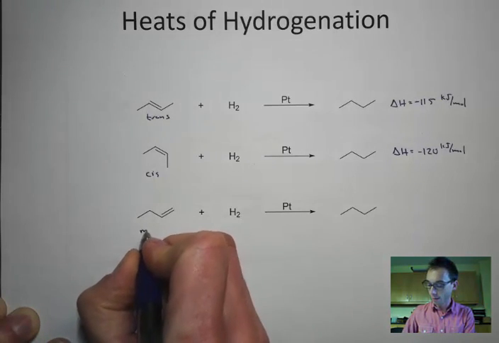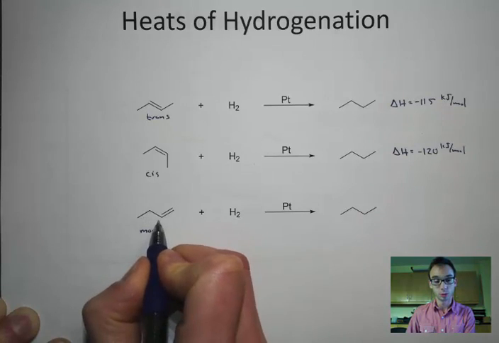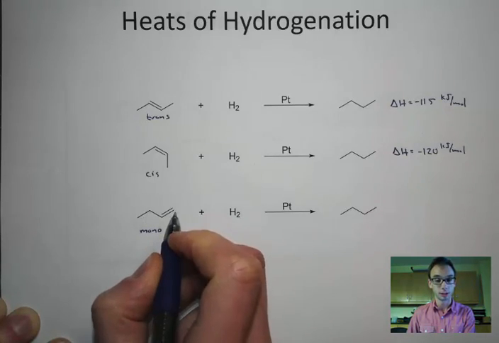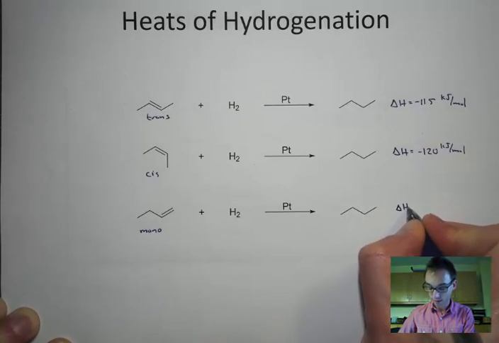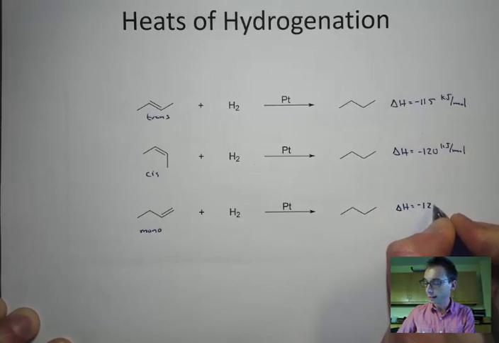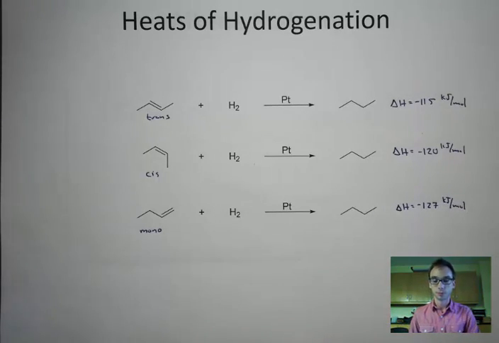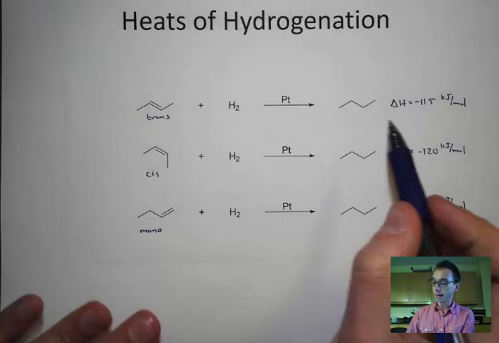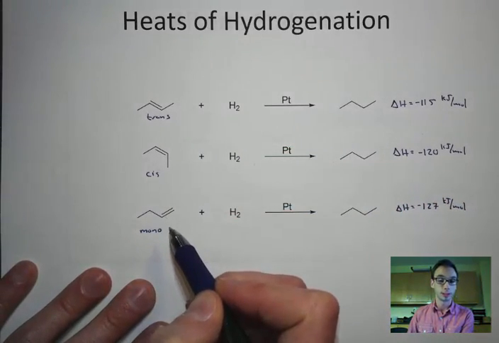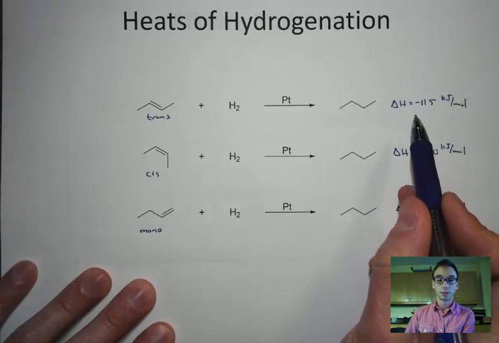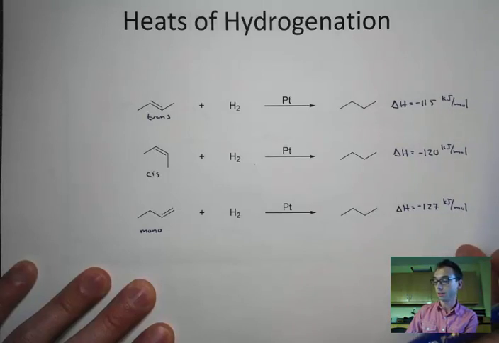Finally, I can have a monosubstituted alkene, so an alkene that only has one substituent on it, where all other three things are hydrogen. I can do the same reaction, and delta H for this reaction is negative 126 kilojoules per mole. Okay, so you can see that going down this list from trans to cis to monosubstituted alkenes, we're giving off more energy. So what does that mean in terms of stability of alkenes?